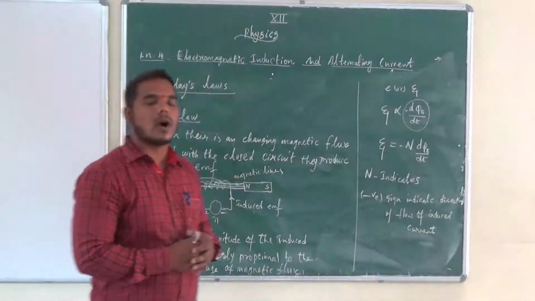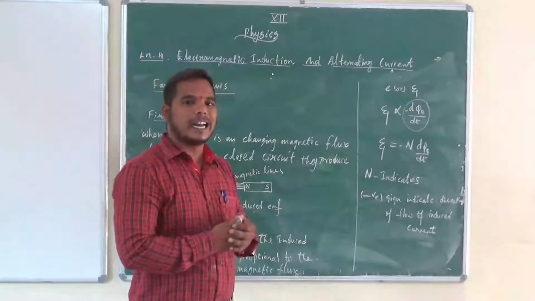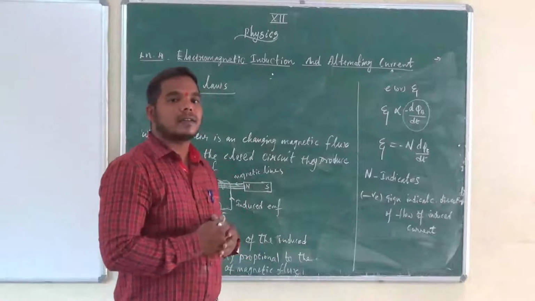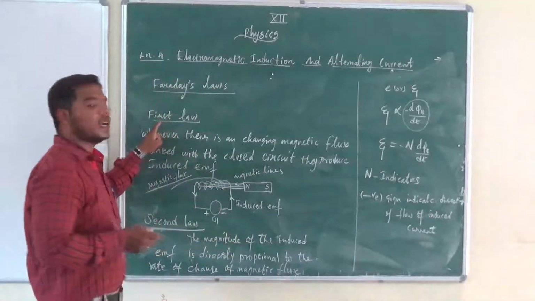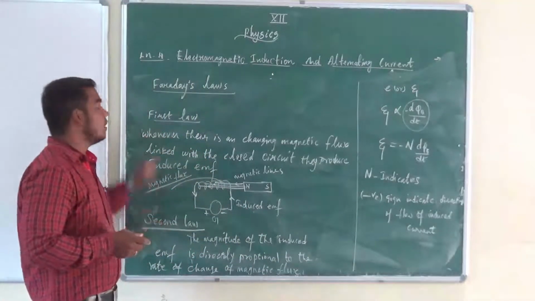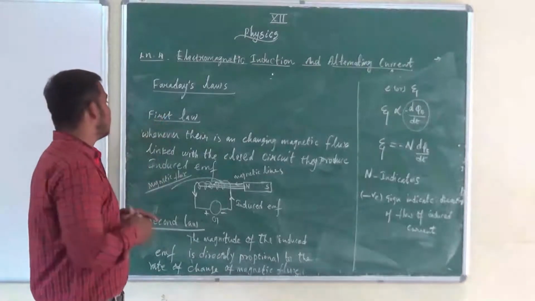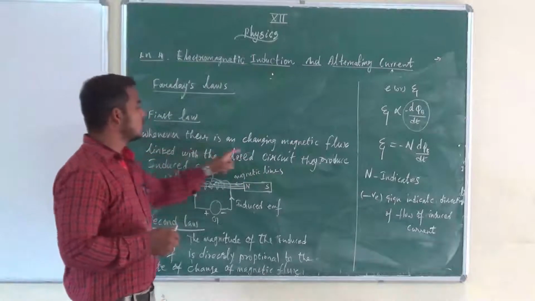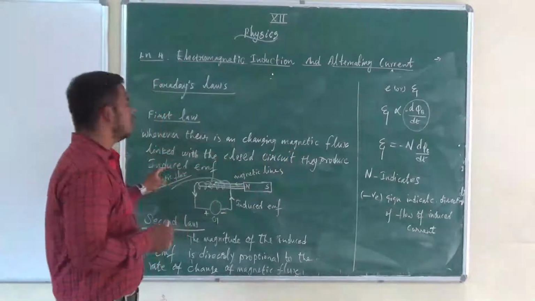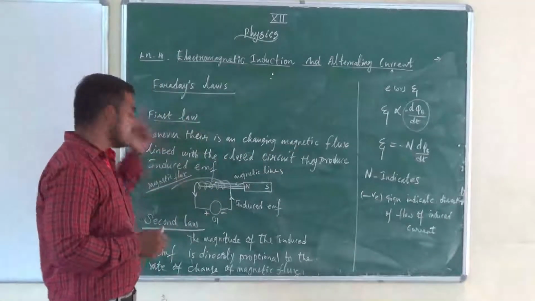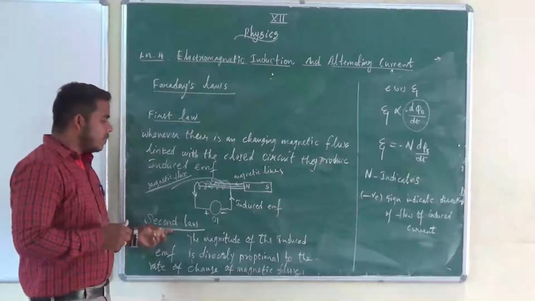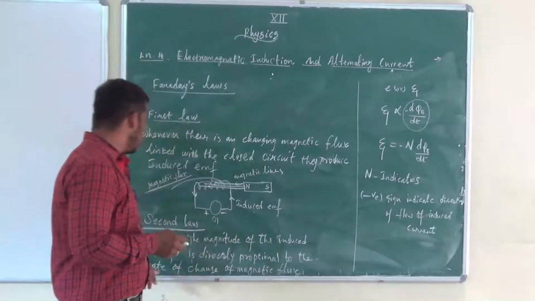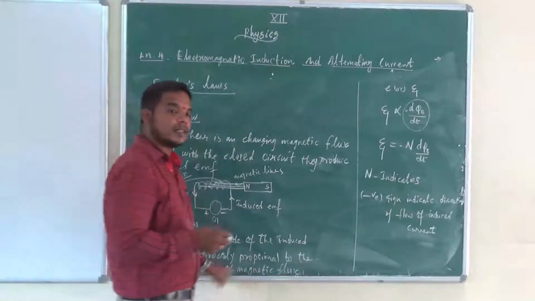Now you all are getting a clear idea of Faraday's laws. There are two laws: Faraday's first law and Faraday's second law. The first law indicates whenever there is a change in magnetic flux linked with the closed circuit, they produce induced EMF. The second law: the magnitude of the induced EMF is directly proportional to the rate of change of the magnetic flux.